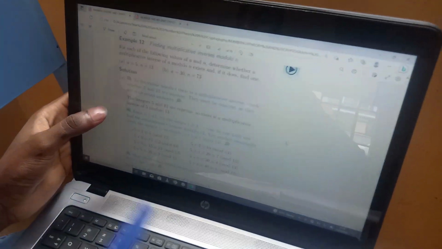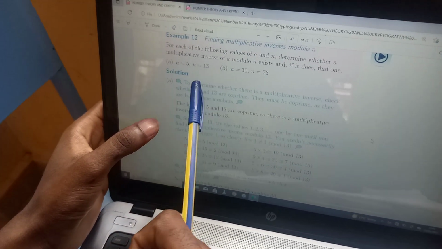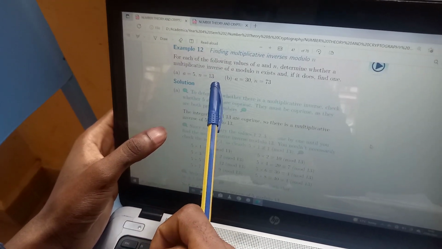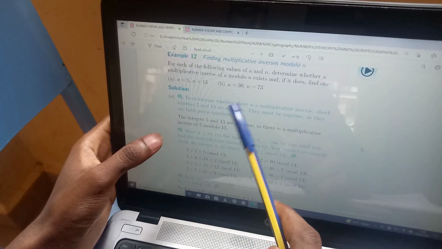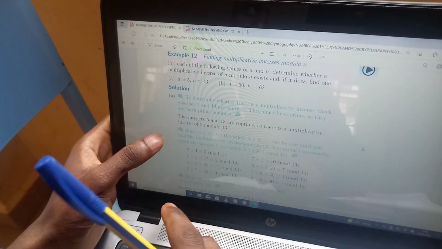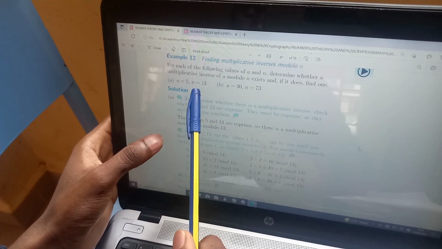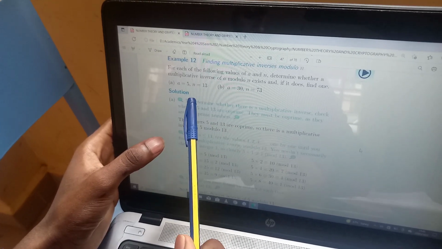For instance, in this example, we have A and n. n is equal to 13, so you'll use the manual way to find the multiplicative inverse. First, you need to know that for A and n to have a multiplicative inverse, A and n must be coprime.